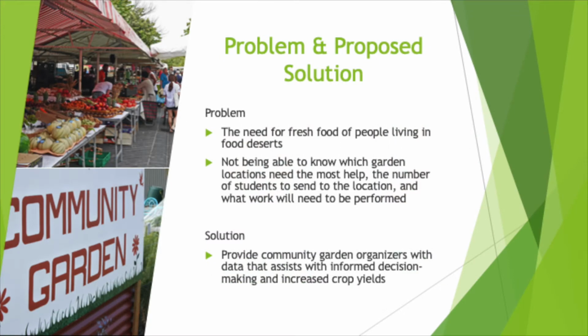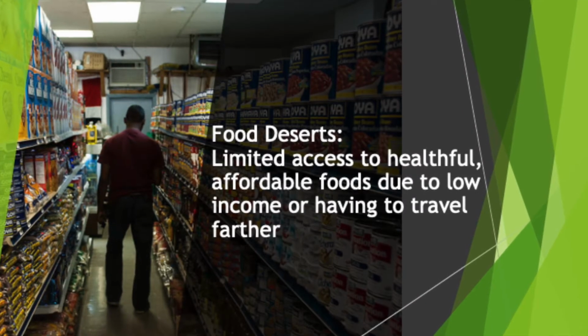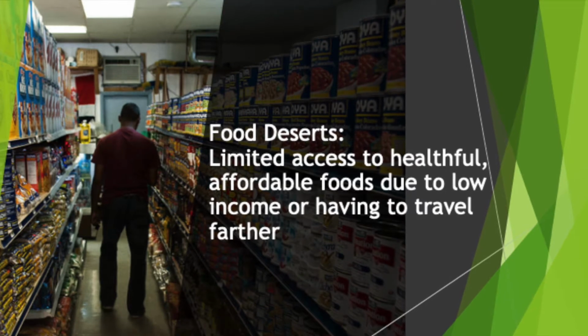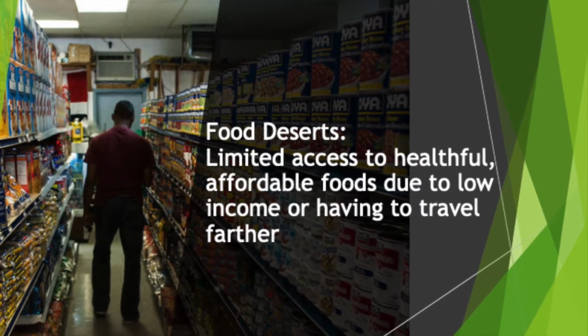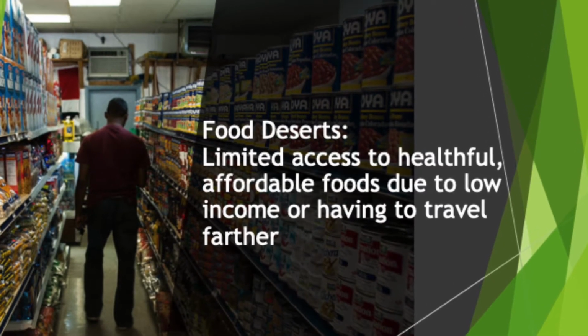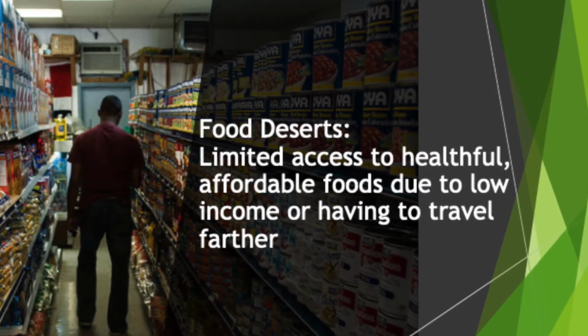Improving food security in local communities and providing access to healthy, locally grown foods are major goals of the Community Gardens movement. Our research began as an attempt to address the fresh food needs of people who live in food deserts. According to the CDC, food deserts are areas where people have limited access to healthful and affordable food. This may be due to having a low income or having to travel farther to find healthful food options.